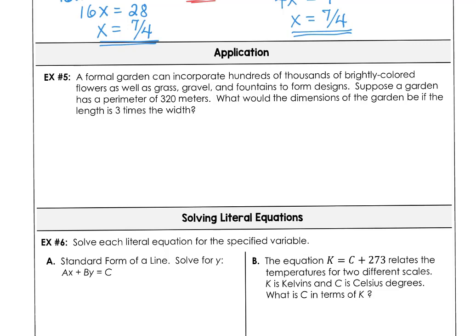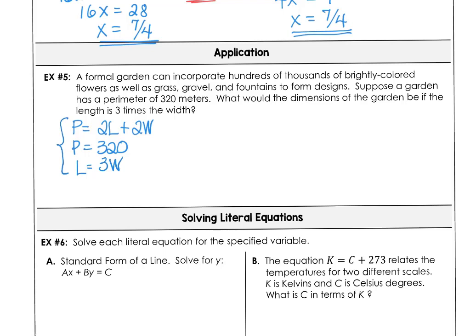So first we need to have the formula for perimeter of a rectangle. That would be 2 lengths plus 2 widths. And here we see the perimeter is told to us as being 320 meters. And we're also told that the length is 3 times the width. So we can name length. Here's a sentence: L equals 3W. So we're going to write that: L equals 3W.